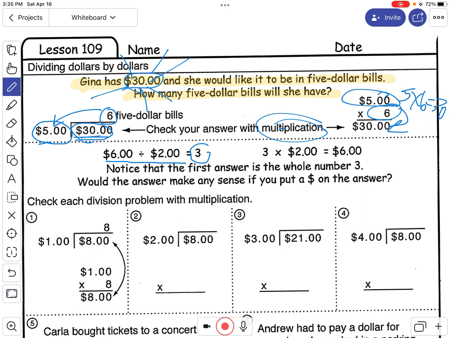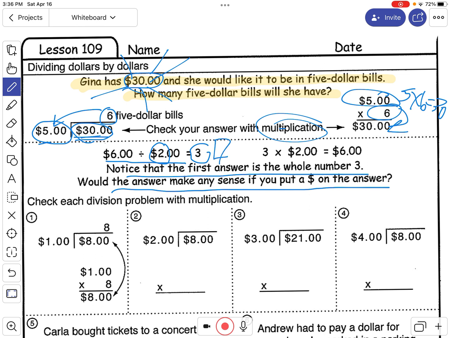How about $6 split into $2 groups? The answer would be 3. Notice that the first answer is the whole number. Would the answer make any sense if you put a dollar sign on the answer? $6 split into $2 parts is $3? That doesn't make any sense. You're having 3 groups of $2.